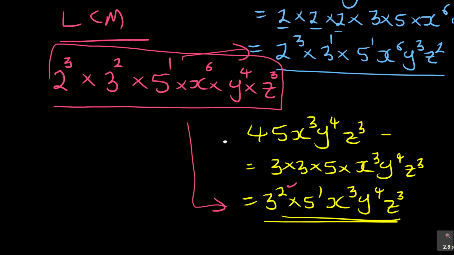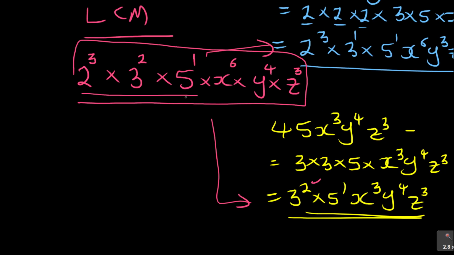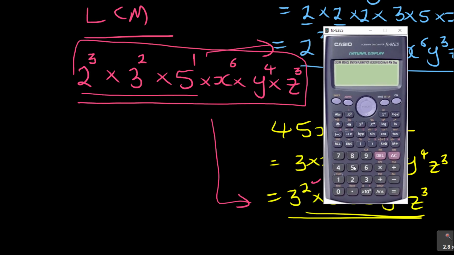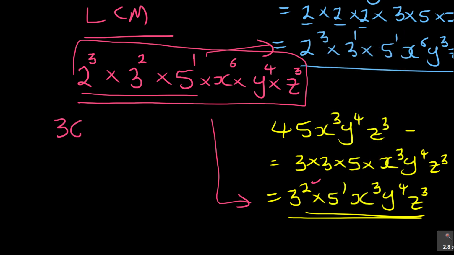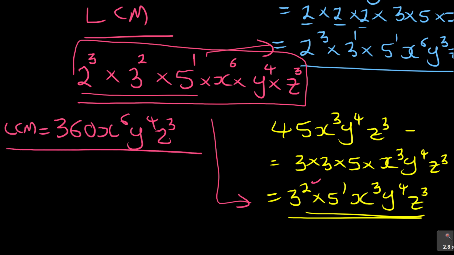But of course, you need to give us a single number here, to say what is 2 to the power of 3, what is 3 to the power of 2. So it's 2 to the power of 3 times 3 squared times 5. It gives you what? 360. Am I right? Yes. So what we have here is 360. Then you maintain your x6, y4, z3. That's our LCM equal to that.